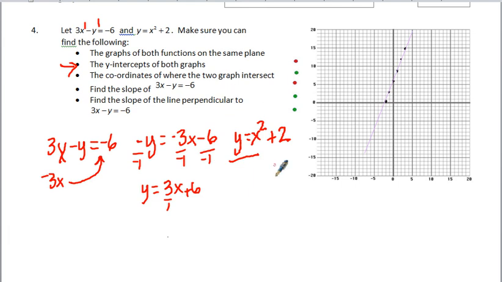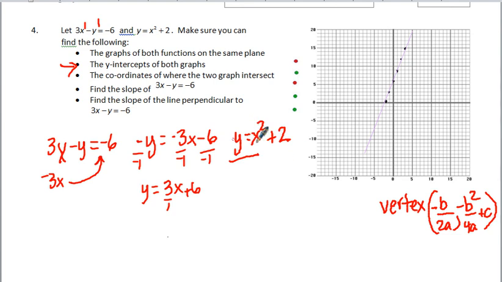So if we wanted to graph that, we're going to use our formula for vertex. You'll recall that your vertex formula is, I'll write it over here, vertex. You guys should pretty much have this memorized. The opposite of b over 2a, and then the opposite of b squared over 4a plus c. So we're going to look at this information. Your a is 1. Your b is not even here, so it's a 0. And your c is 2.